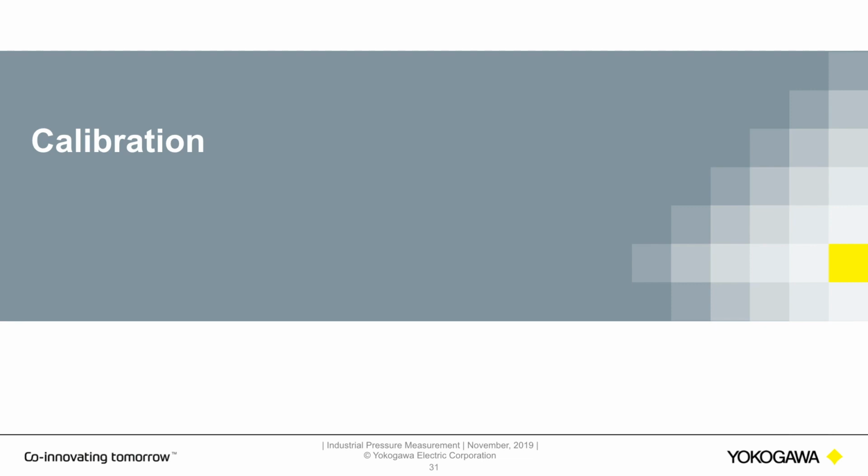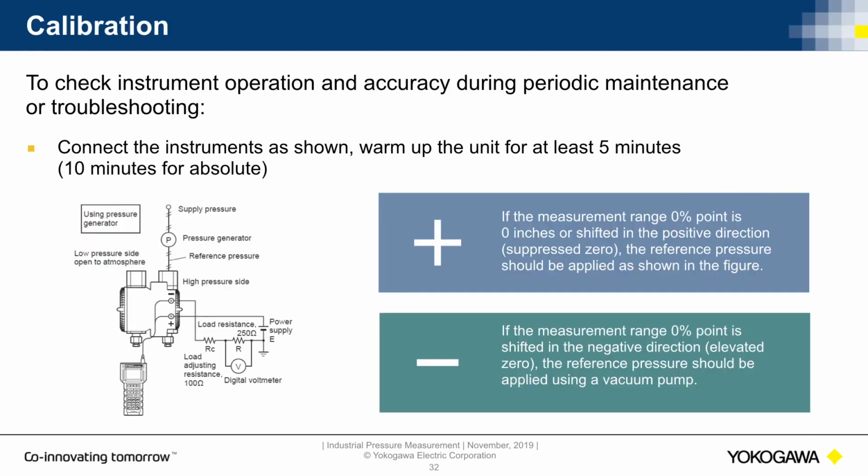And now let's talk specifically about calibration. Again, we talked about extending those calibration intervals, but at some point you do have to calibrate these devices and verify them. So we'll talk about specifically what a typical calibration procedure is on a pressure transmitter. So our recommendation from our instruction manuals, we say warm up the unit for at least 5 minutes, and 10 minutes for absolute pressure transmitters. So that's something we recommend. Maybe it's not possible with your specific application, but that's the official Yokogawa recommendation.